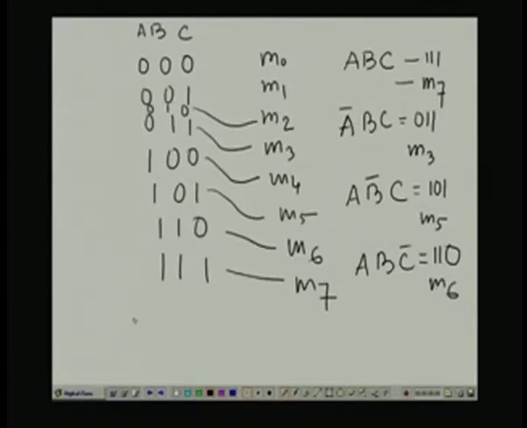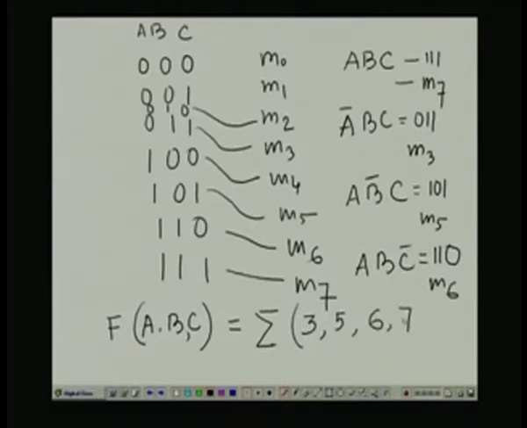So now we can write the function f of ABC equals, as this is a sum of min terms, the sum of 3, 5, 6 and 7. So I can also represent it in this form. This is also the sum of min terms form. Now, we see the product of max terms.